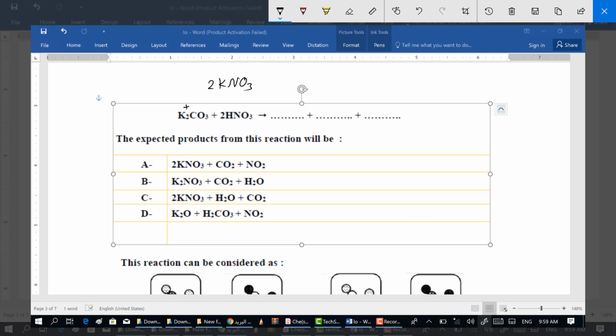Plus H2CO3. H2CO3 is a weak acid that decomposes into water and carbon dioxide gas. So the product will be 2KNO3 plus H2O plus CO2. So the correct answer will be the first one, choice A.